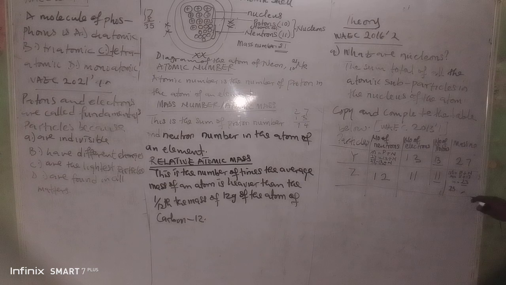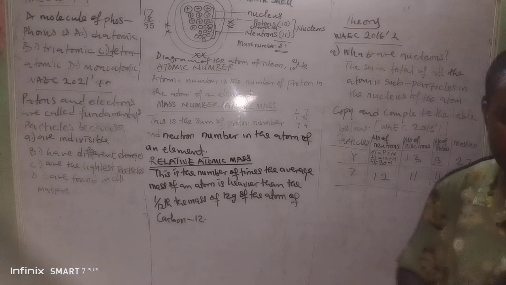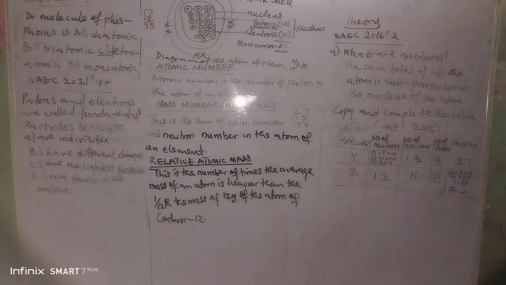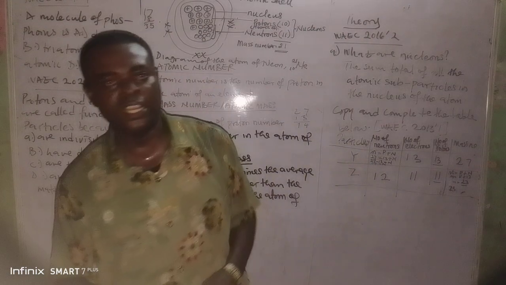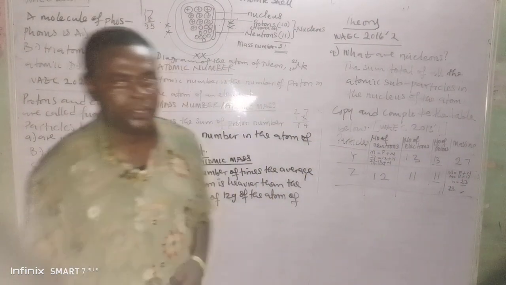So our answer here, what we want to put is 23. So we are stopping in this place today. I think we have tried enough. So I remain Afe Ademola Johnson. In the next class, we'll go to isotopy.